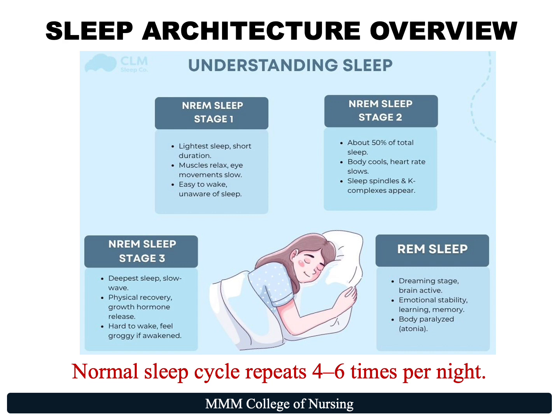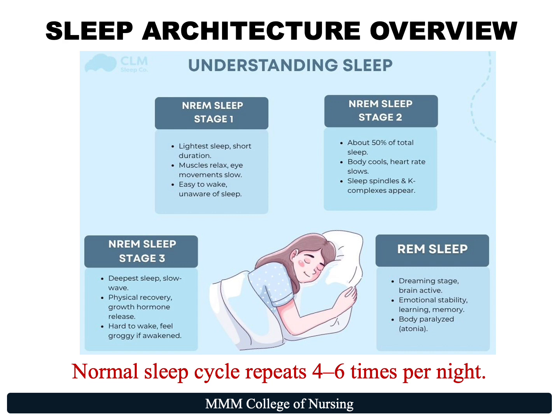The next is NREM sleep stage 3. This is a deeper sleep and it is a slow wave. During this stage, physical recovery and growth hormone release happens. In this stage, the person is hard to wake up and the person feels groggy if awakened.